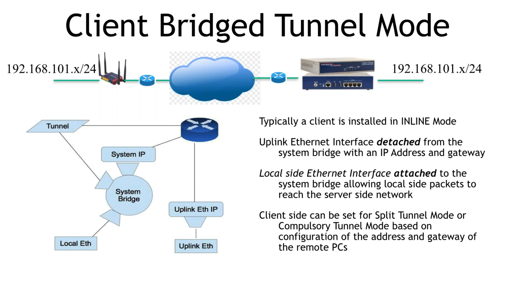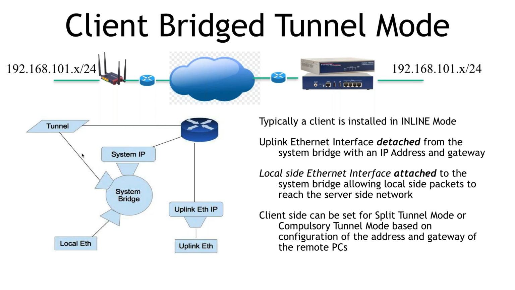Client side is typically installed in an inline mode. On the left side, we're looking at the client device. Again, it's not mandatory, but in a typical installation, the client is installed in line with the network. It has an uplink Ethernet interface that's detached. This interface connects to your network router. It gets an IP address, a gateway, and DNS servers, and then uses this interface to create its tunnel to the server. On the local side, you have your network connected.